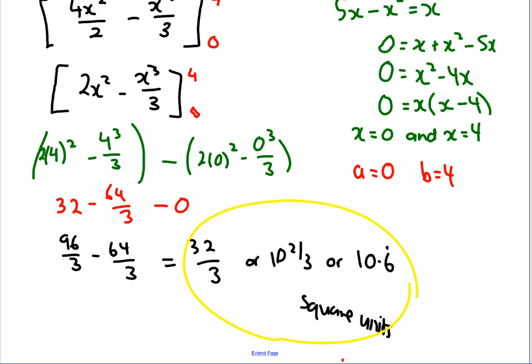The next ones we're going to do on the next pages will be with calculator. So don't forget, of course, you always remember your calculator.